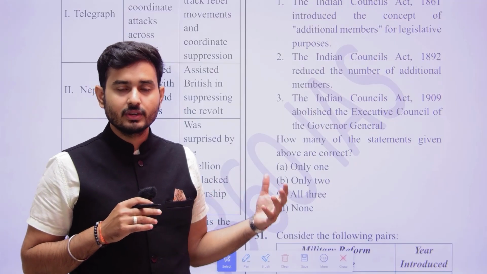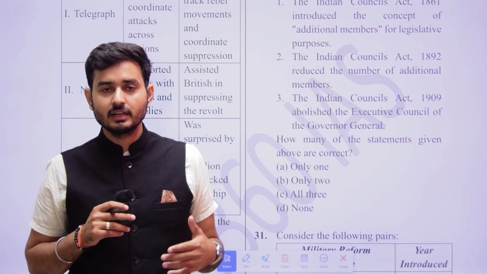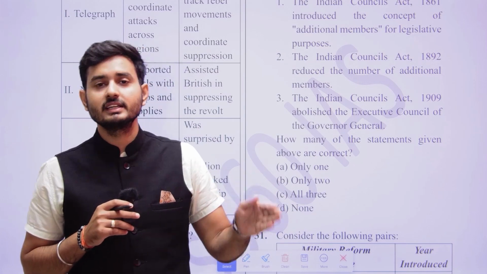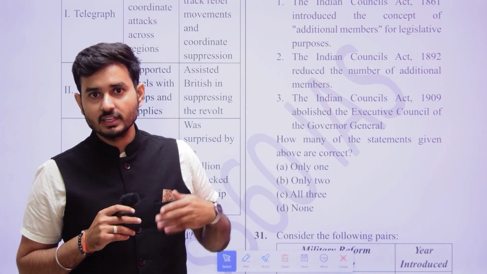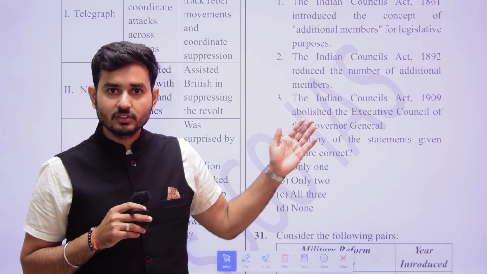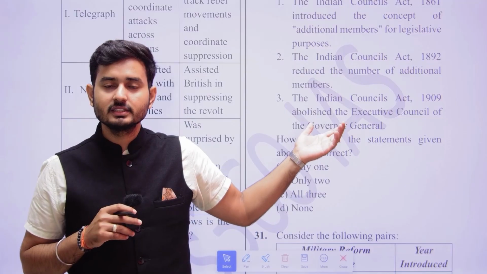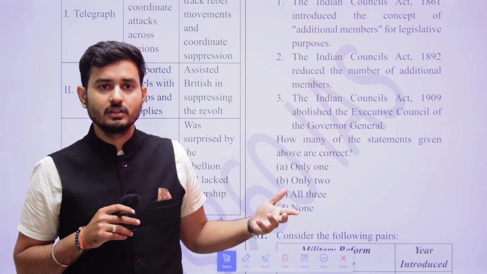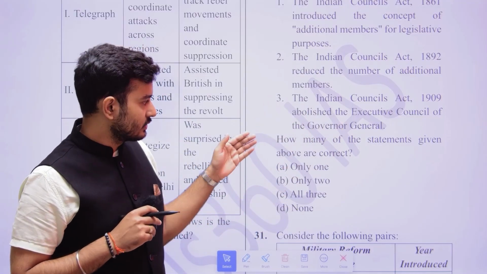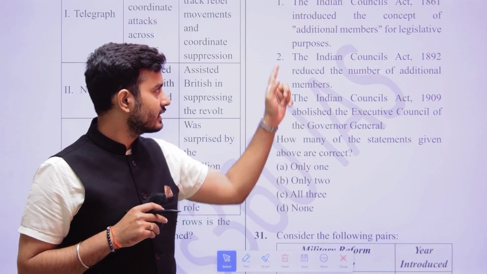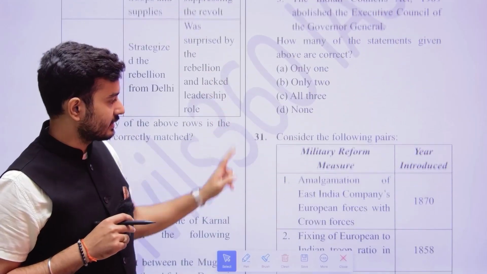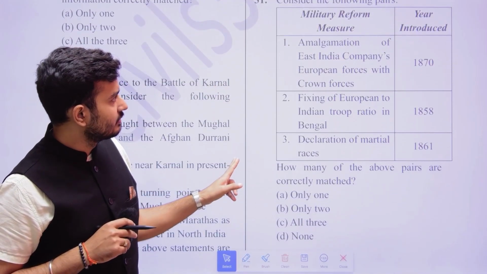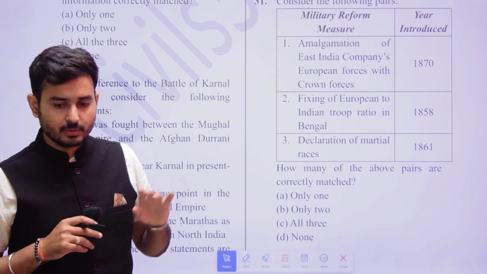But by 1909, more and more Indians were demanding that Indians be associated with the Executive Council, not only the legislative. So at that point of time, would the Britishers have eliminated this Executive Council? Obviously not. So this is also incorrect. So from the options, only one, that is A, is going to be correct. We can understand that A is going to be correct.